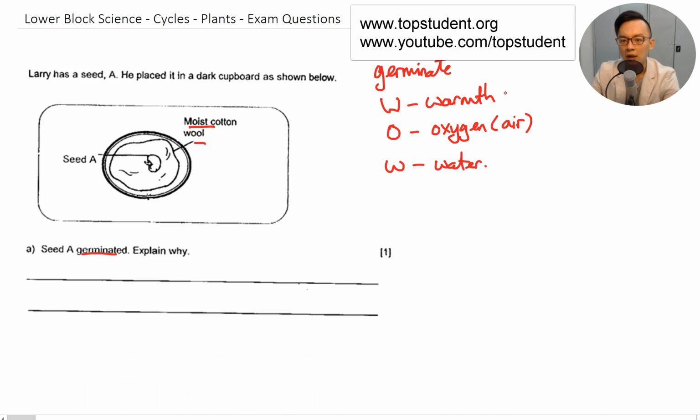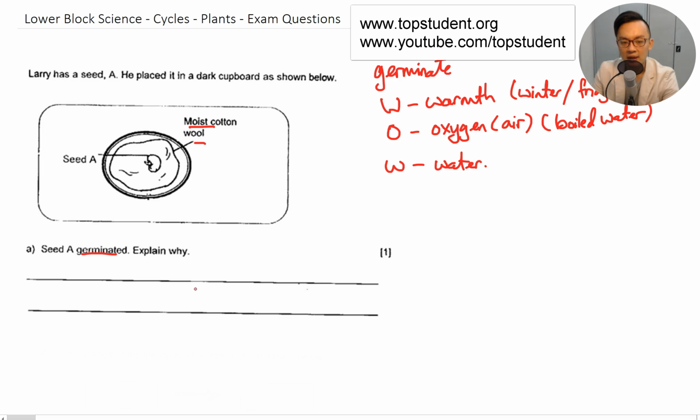So warmth is usually available if it's in the air. Unless you are in winter or you put it in a refrigerator, then there will be no warmth. Oxygen is removed if you remove the air from the experiment or if you use boiled water. Boiled water has the effect of removing all the air from the water, so there will be no oxygen in the water. And third, water, of course. If you do not provide water, then the plant will not grow.